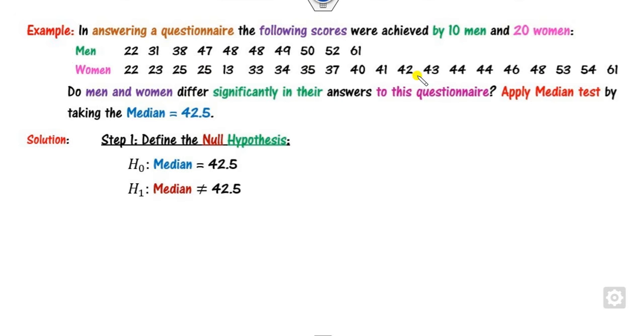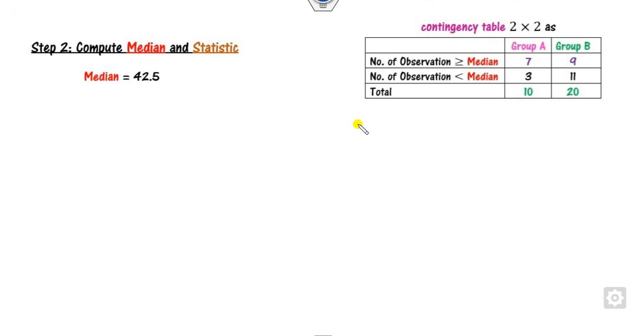Now again there are two different samples consisting of 10 men and 20 women. Apply the median test to check whether there is any significant difference between their questionings or not. In this case it is given to you that the median is 42.5, so you have to write here. Again our target is to complete this, but remember that there is no need to arrange the data in ascending order. Why? Because the median is already given to you.